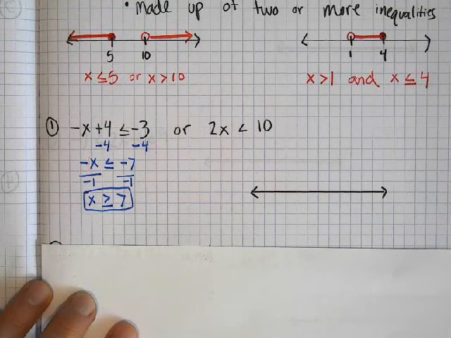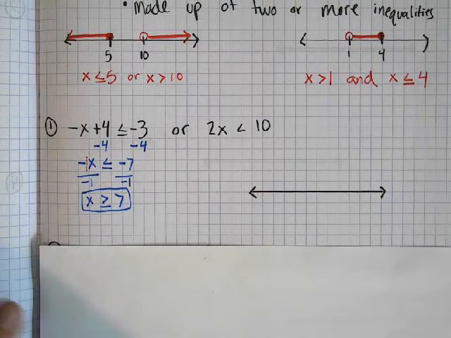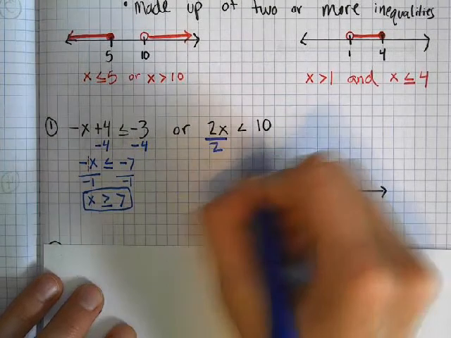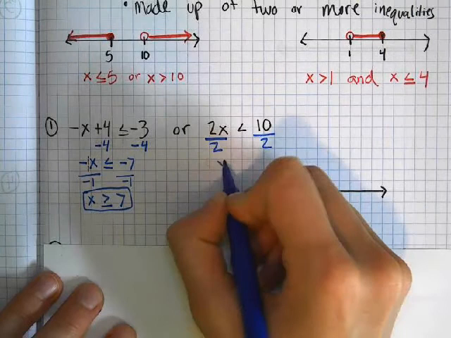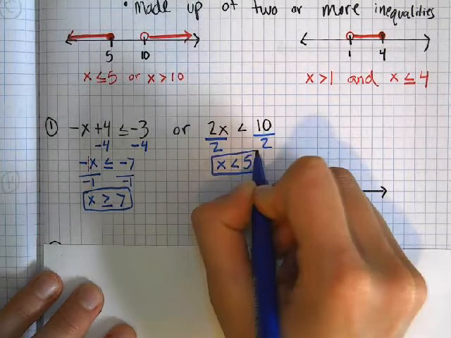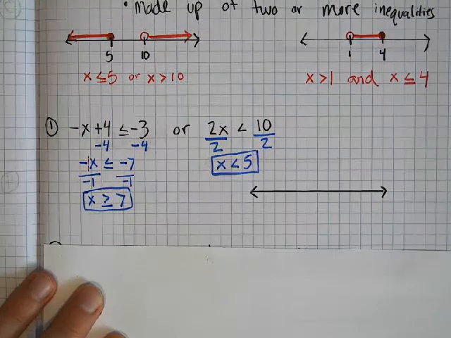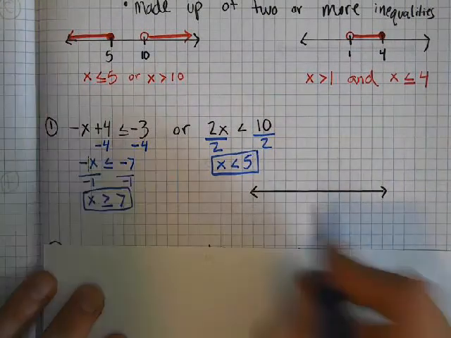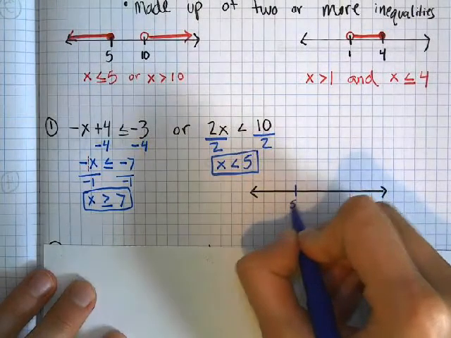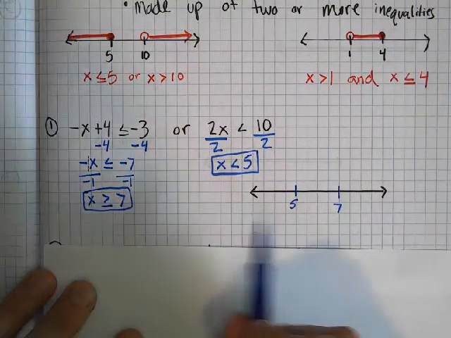All right, we'll hold off on our graph for now, but that's one of our answers. Now, for this next one, we only have one step, just divide by 2, and we've got x is less than 5. All right, easy. And so we can go ahead and graph this. I like to make my graphs very, very simple. I've got a 5 and a 7. I just put my two numbers down.